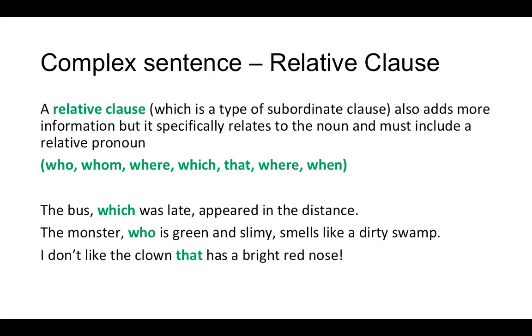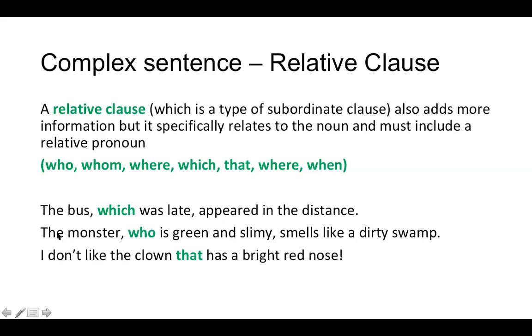The bus, which was late, appeared in the distance. Now, if we were to take away that relative clause, which was late, the sentence would still make sense. The bus appeared in the distance. We've added that in and we've embedded it. Embedded relative clauses are when it's in the middle of the sentence, just to add more information about the bus. So we're relating to the noun bus. Okay, the bus, which is our relative pronoun, was late, appeared in the distance.